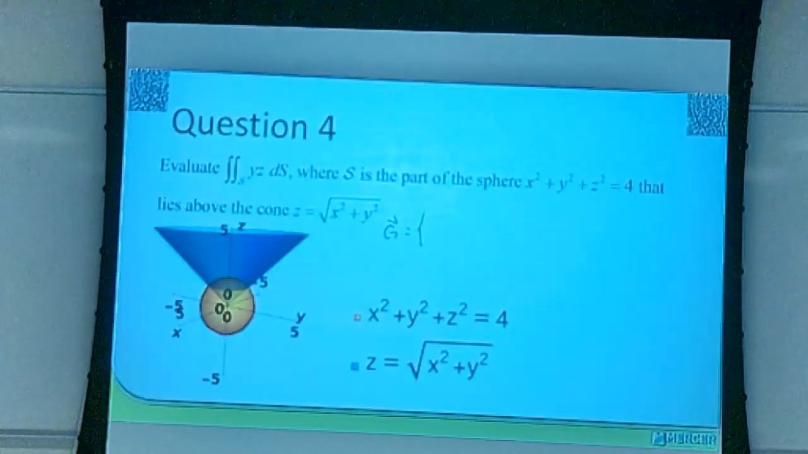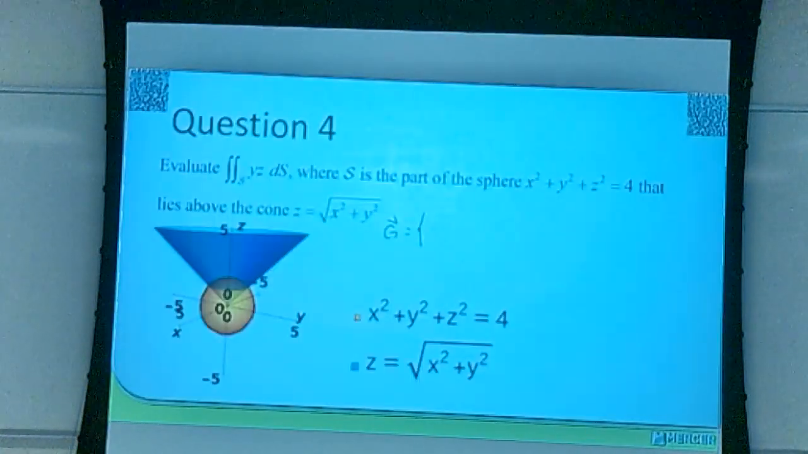Let's put all the electronics away so that we can pay attention to this. So ignore the part that we're looking at. Of the sphere, what's the radius of our sphere?